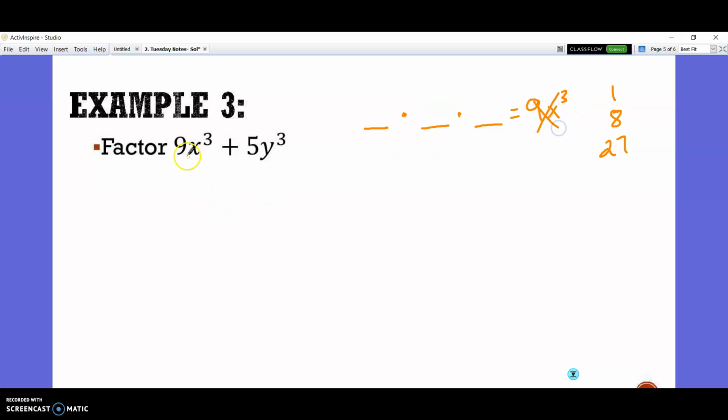So since they don't have anything in common, they don't have a GCF, and looking at 9 and 5, neither of those are cubes. 9 is a square, but since it's x cubed, that whole thing is not a square. So that means that this is prime. And that just means we can't factor it anymore, which is okay. That's it.